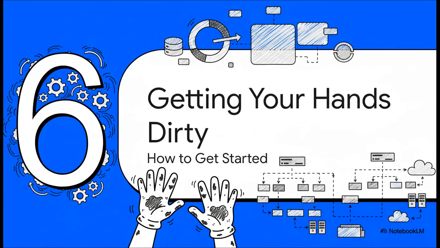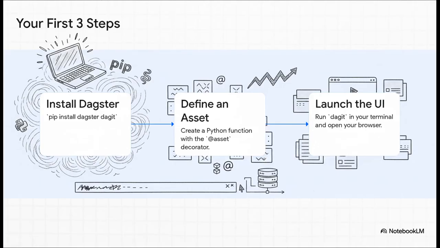Okay, hopefully you're feeling a little bit excited about this different way of thinking. So what's the next step? Let's talk about actually getting your hands dirty and trying this thing out for yourself. And the best part is you can be up and running in literally minutes, right on your own machine. It's really just 3 simple steps.